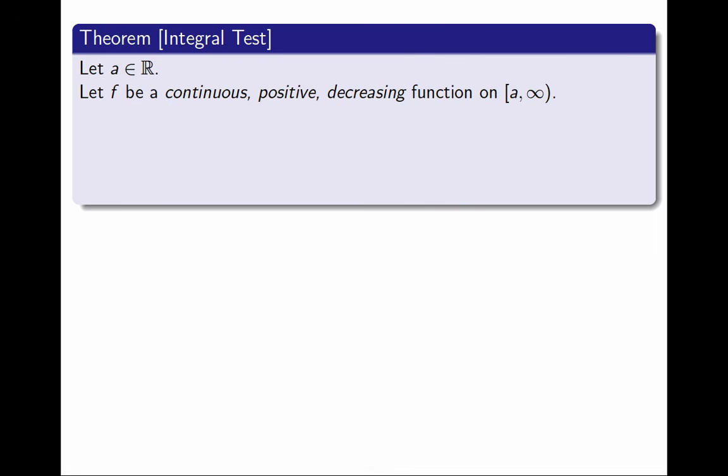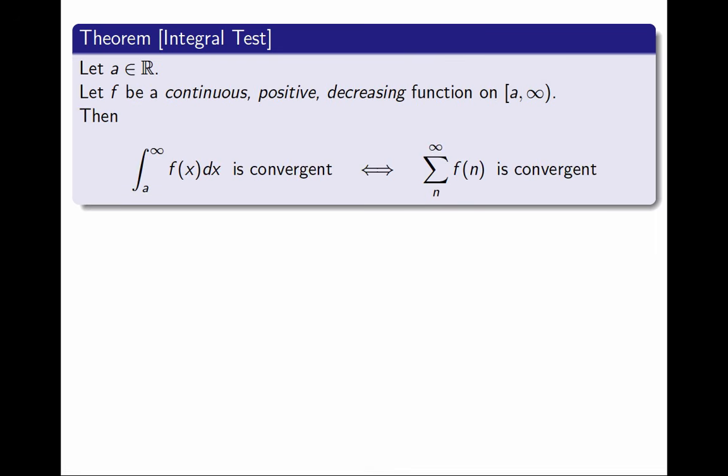I begin with a function that's continuous, positive, and decreasing between a real number a and infinity. Then I can say that the improper integral, obtained by integrating this function all the way to infinity, is convergent if and only if the series obtained from this function is convergent. And as a notation, in that case, we write a tilde between the two of them.